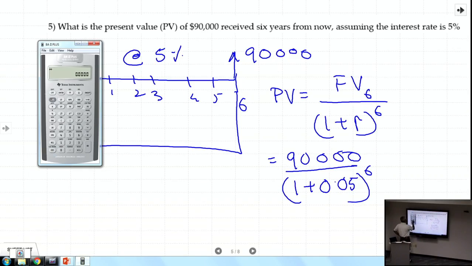I clear everything. Second, clear TVM. Choose the 90,000 as my future value. So 90,000 represents my future value. It's 6 years from today, so 6 is N. And IY, interest, is 5%. And I'm going to be computing present value. So that's going to be 67,159.